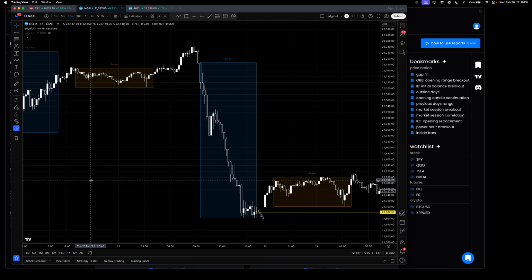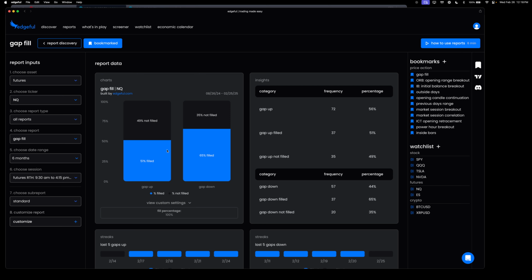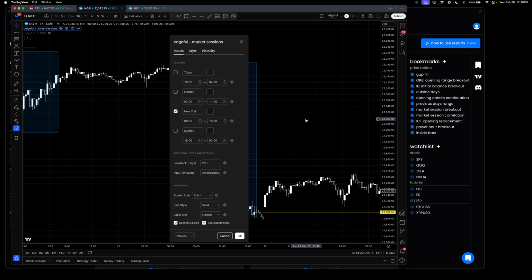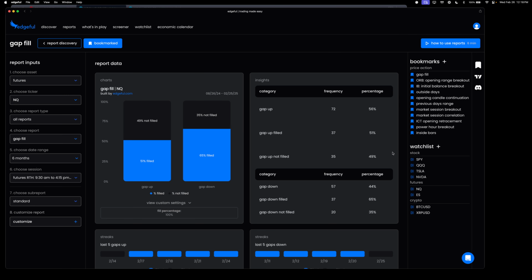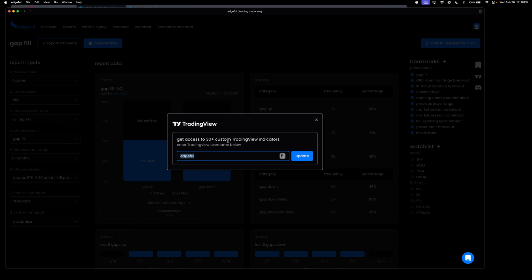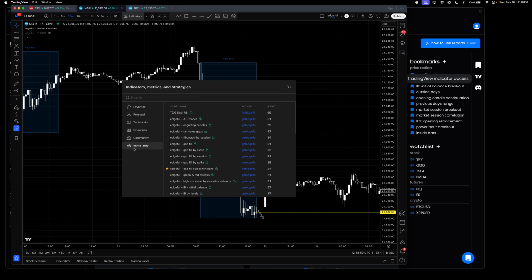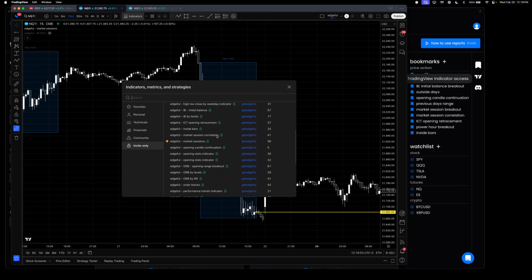Now, what is extremely important about these sessions and about what you're actually looking at is you have to make sure that you update this edgeful market sessions indicator to match what you have in edgeful. By the way, for anyone who doesn't know, we have 35 indicators that you can get on your TradingView as part of your edgeful plan. If you go right here off to the right side and you click on this, you're going to see this pop-up come up and you're going to put your TradingView username in here. When you do that, you're going to have in your invite only section up here, so you go to your indicators, invite only, all these are going to appear.